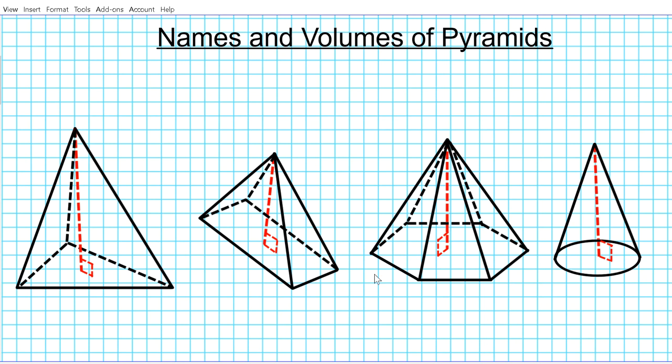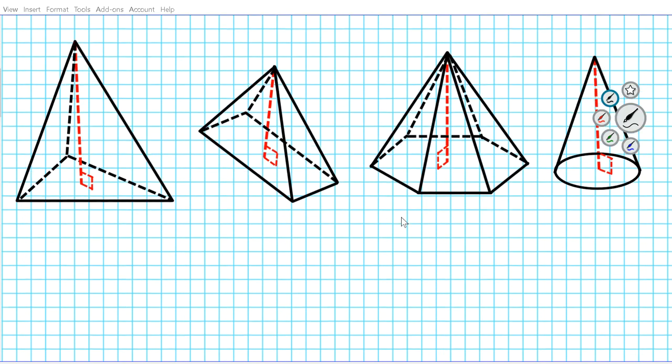All right, so we're going to be taking a look at names and volumes of pyramids. So let's take a look at the first figure. We're going to consider the formulas first, then we'll look at their names and then their formulas, and then take a look at some examples after that. Okay, so object solid number one, right here, this is a triangular pyramid. That's the name.